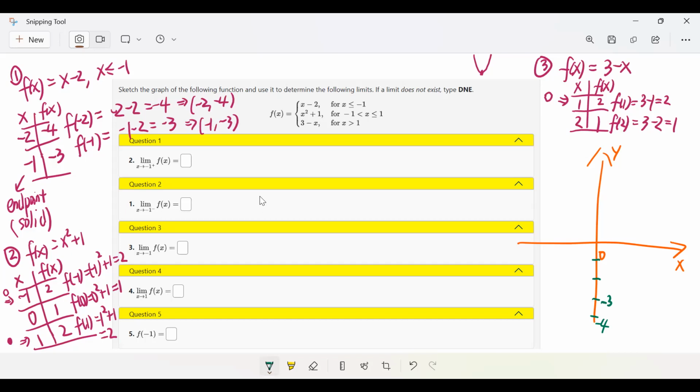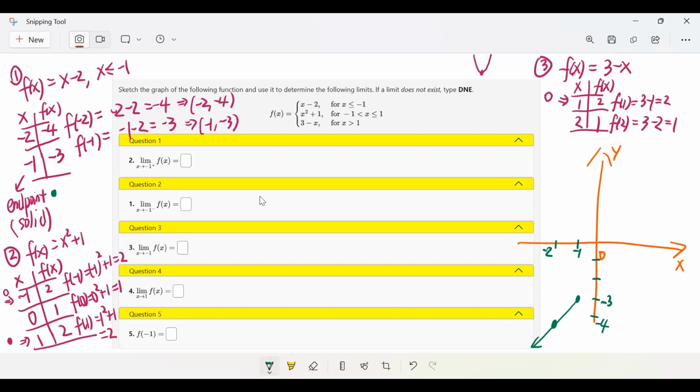Yeah, so the endpoint is a solid point, so that's good. So -1, -2. So -2, -4, solid point. -1, -3, that's also a solid point because the endpoint is solid, right? So solid point here. Yeah, so we get 2 points connected, extended to the right and to the left, right? So we get the first piece.